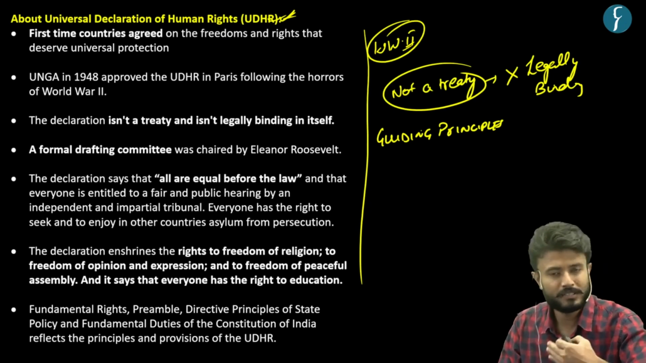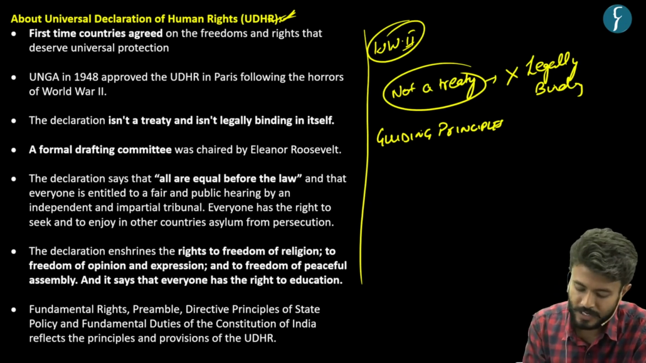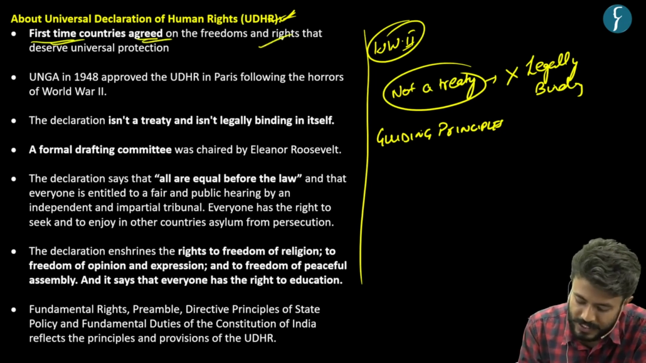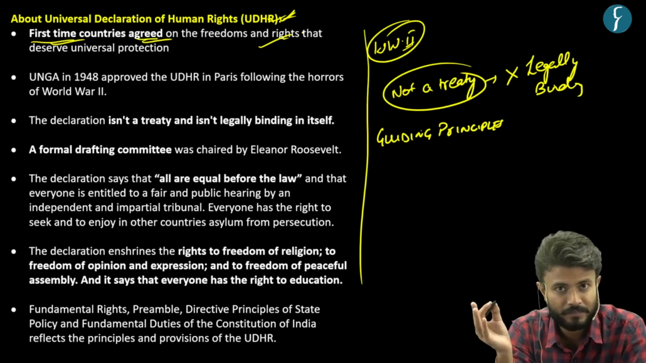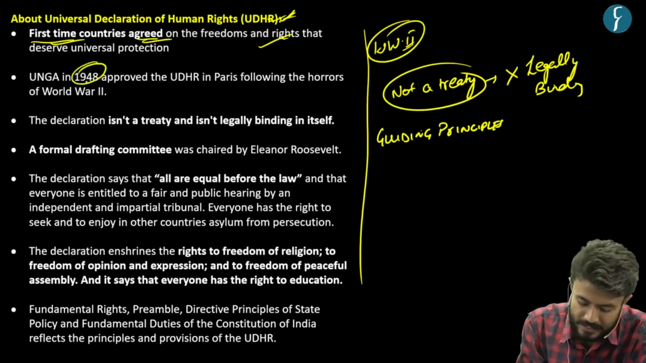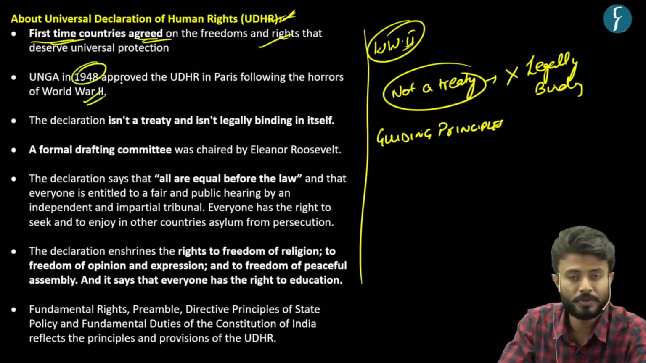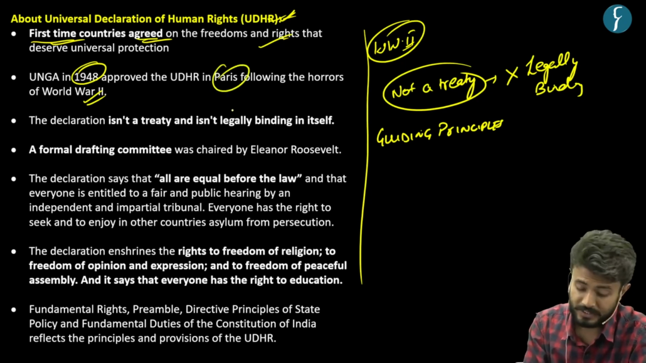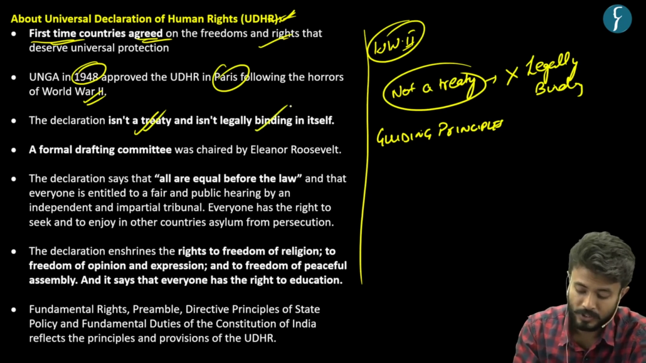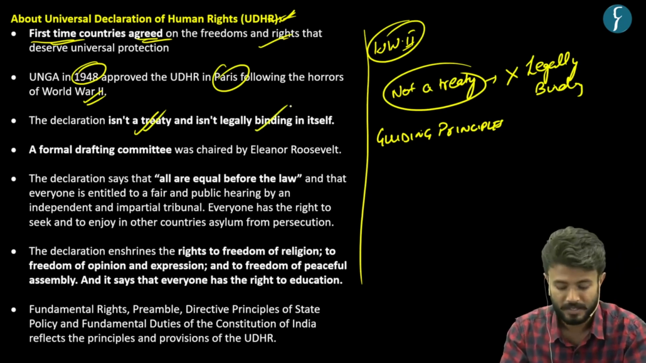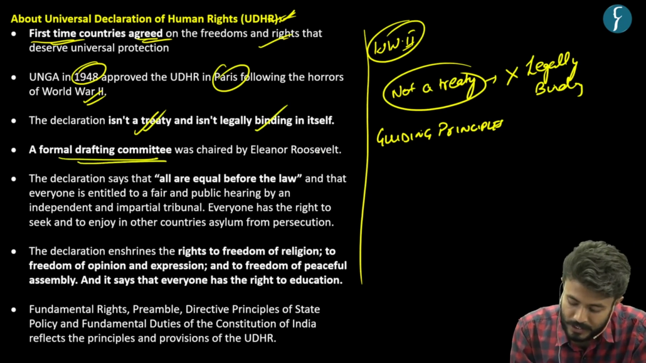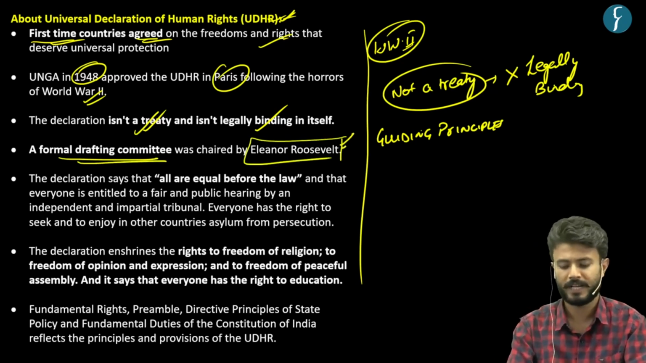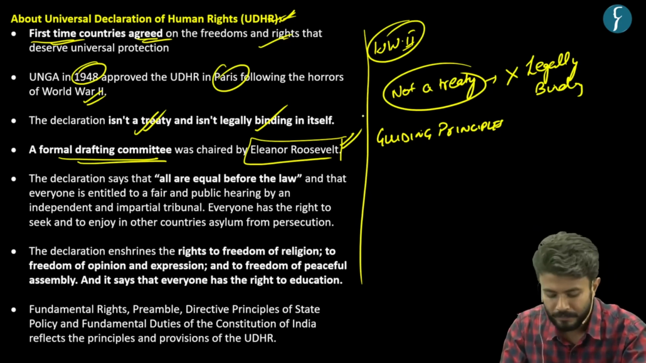So in this context, just have a brief overview of the facts. It was the first time the countries agreed on the freedoms and rights that deserve universal protection. As we have discussed, in 1948, in the aftermath of World War II, it was agreed in Paris. This is not a treaty, hence it is not legally binding also, right? A formal drafting committee was headed by Eleanor Roosevelt.